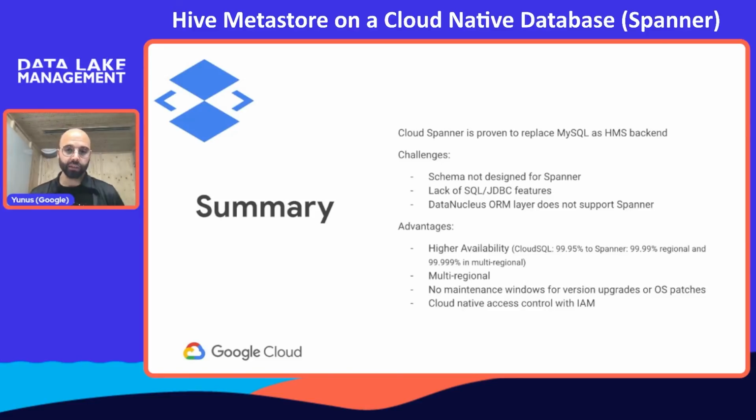But what we get in the end: higher availability, multi-regional. Our product is not multi-regional yet, but now it will be easier to design a system for multi-regional. In the end, Spanner can be multi-regional. We don't need maintenance windows for version upgrades or OS patches, and it's also good for the customers. They don't have to think about what should be the maintenance window. It's not there. And we have cloud native access control with IAM, which is good for the backend, where it makes our operations easier, basically. And that's it.